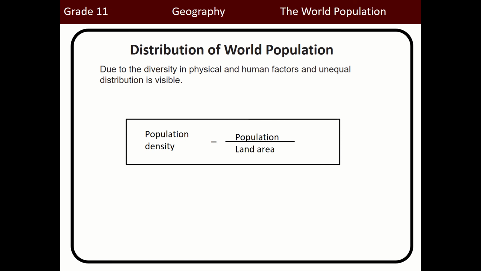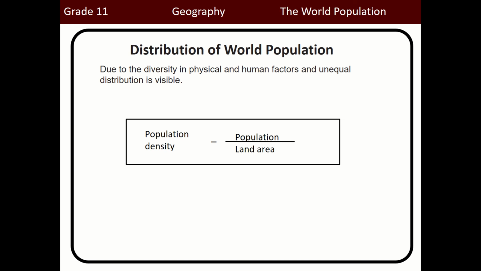Dear children, now we are going to discuss another important topic, distribution of world population. Distribution of world population means how humans have spread geographically on the surface of the earth. Due to the diversity of physical and human factors, there is an unequal distribution of world population.